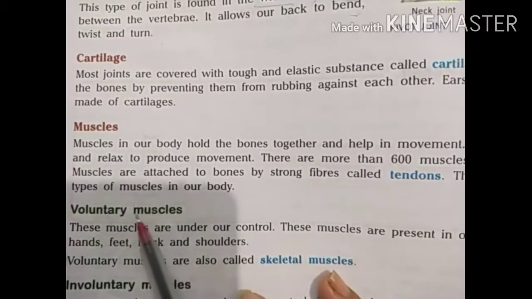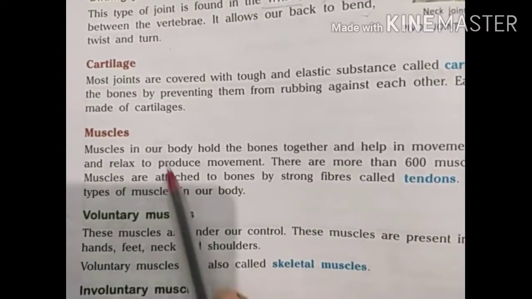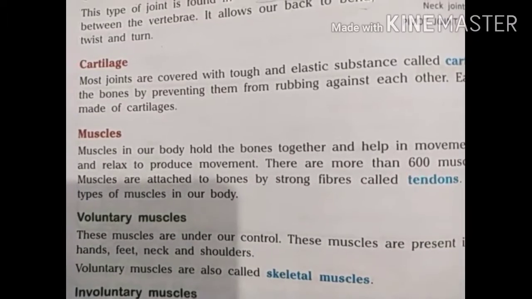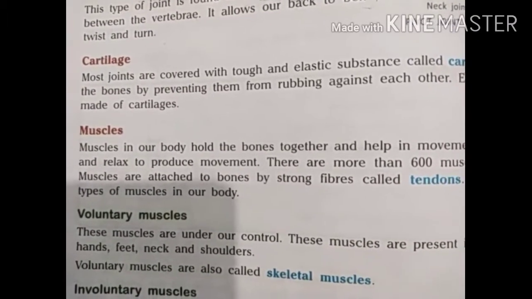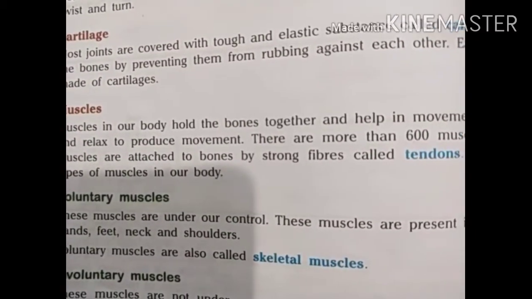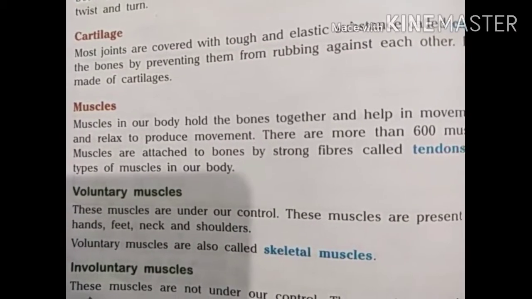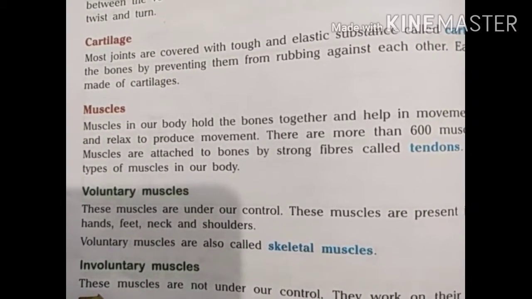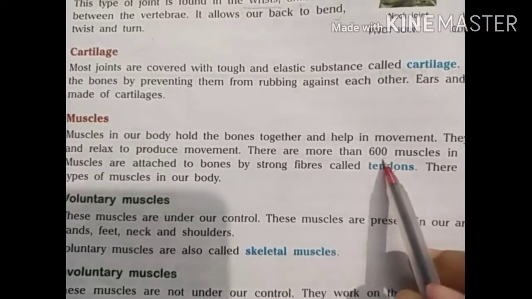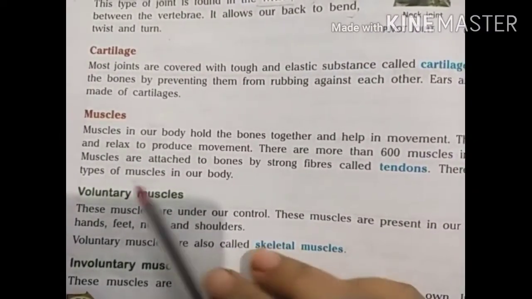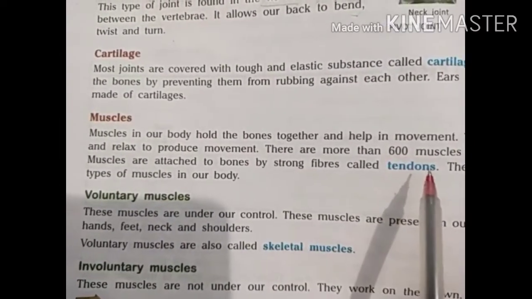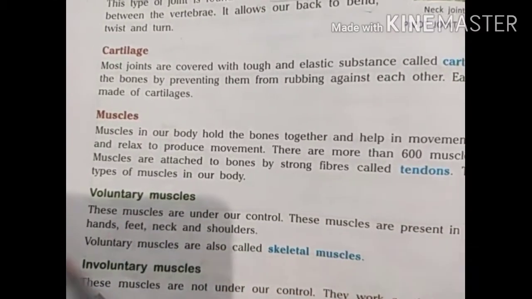There are three types of muscles in our body. What is the function of muscles? Muscles help in movement. They hold our bones, and they contract and relax, and due to this relaxation and contraction, our movement becomes possible. There are 600 muscles in our body, and they are attached to the bone by strong fibers called tendons, which are also part of the muscles.